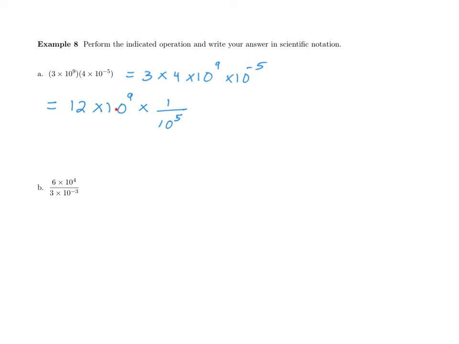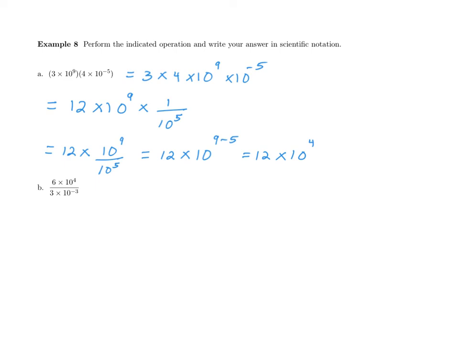Furthermore, when I multiply these numbers together, I can really divide 10 to the fifth into 10 to the ninth. So I'll write this as 12 times 10 to the ninth over 10 to the fifth. We're dividing two numbers with the same base. I can subtract the exponents. This is 12 times 10 to the 9 minus 5, and that is 12 times 10 to the fourth. Now, this is not the final answer.